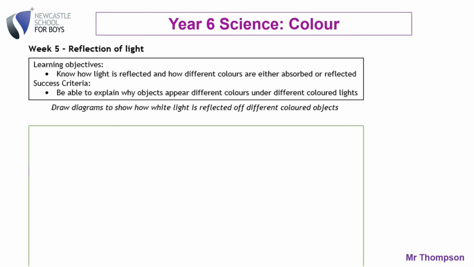Okay, the second success criteria is that you'll be able to explain why objects appear different colours. So why is it that if I'm wearing a blue shirt, everybody sees it as blue, but if I'm wearing a green one, they see it as green? We're going to indicate this with diagrams.